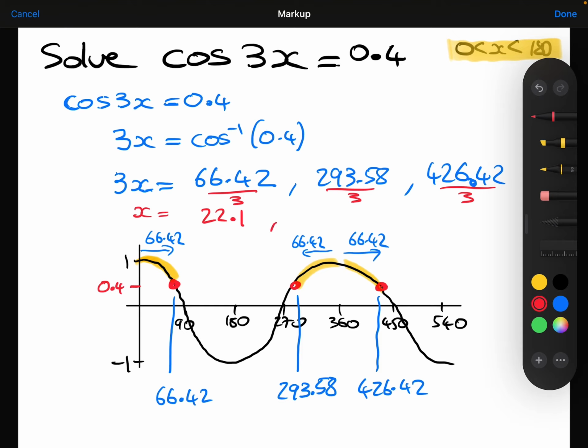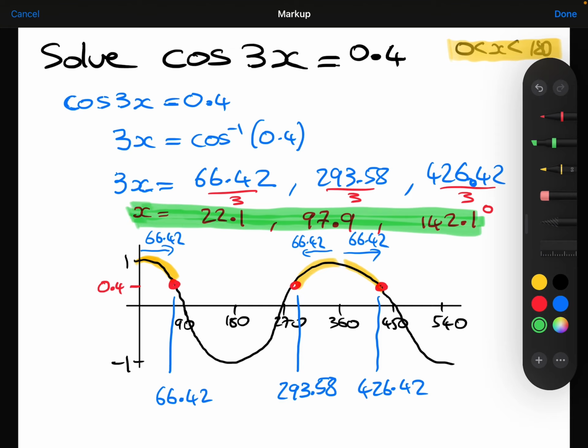The 293.58 divided by 3 gives 97.9 to 1 decimal place. And then finally the 426.42 divided by 3 is equal to 142.1 to 1 decimal place. So these are my answers to this equation.